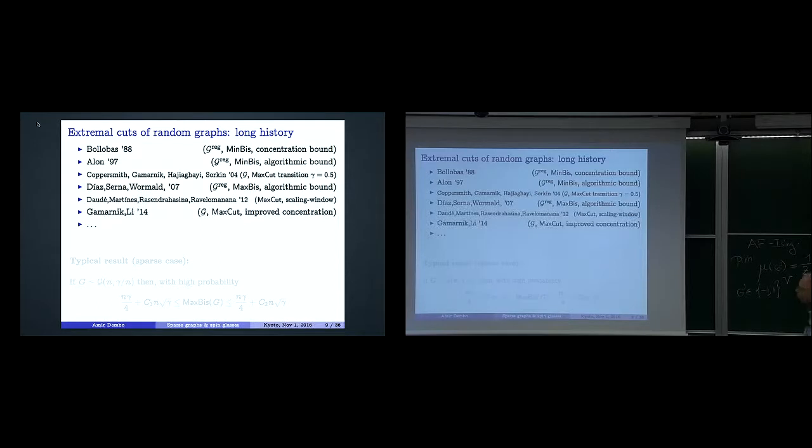And they try to check how the min bisection, max bisection or max cut grows as a function of n. And you see here which graph ensemble it is: regular, Erdos-Renyi, regular. I don't remember what this is. This is also Erdos-Renyi, and this is Erdos-Renyi. Min bisection, max cut, max bisection, max cut, max cut, right? Different problems. And what are people doing?